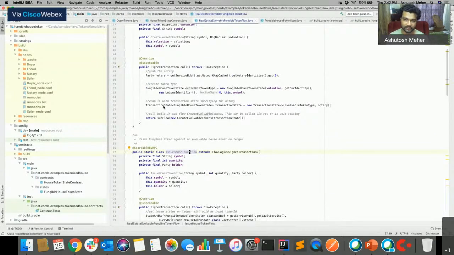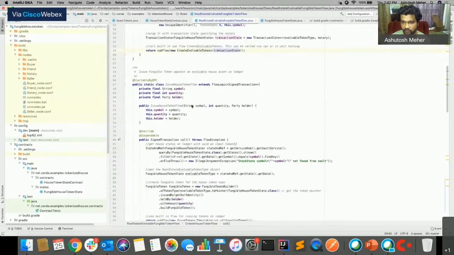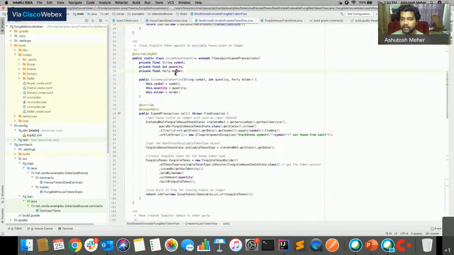If you could see, create is just, this is again a fungible token, and so we create a type of a fungible, we just create an instance of the token, and then we create a transaction state, and the create evolvable token function is called, or the flow is called, and then this will create the token, and we have issued it to someone here who is the holder here.